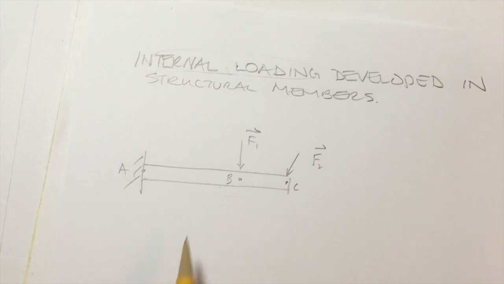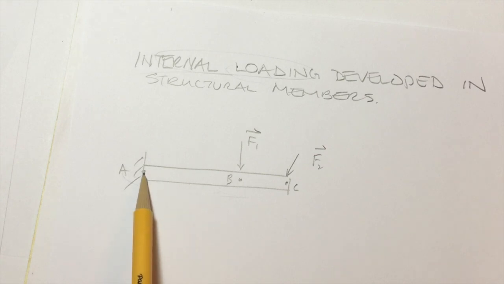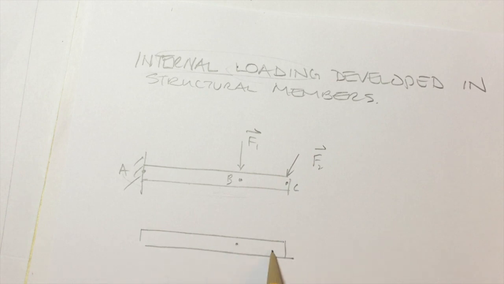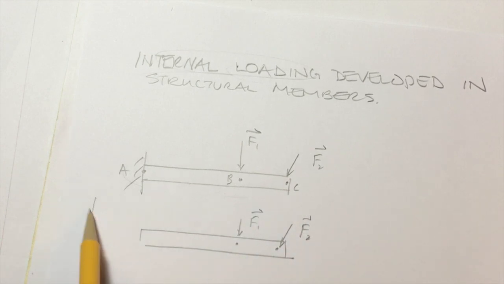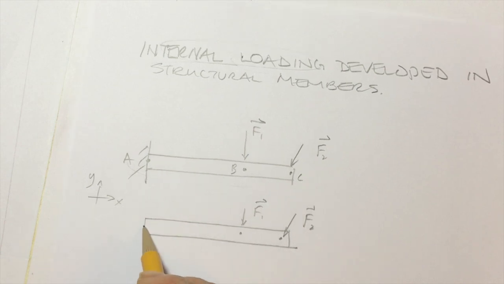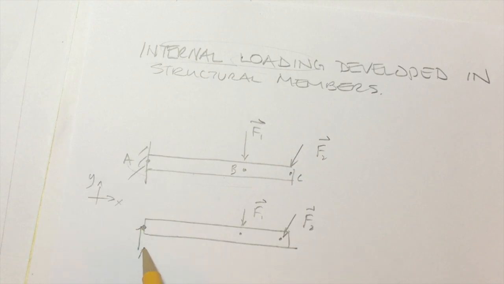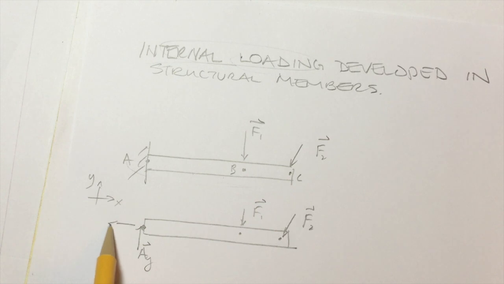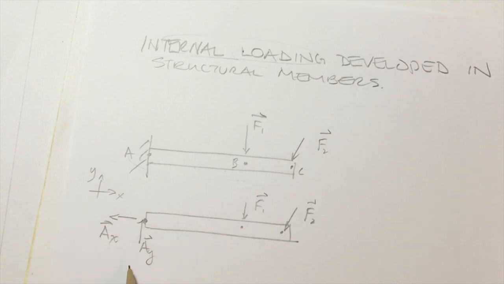Let's draw the free body diagram of this beam when it's freed from its wall support. So we have to draw the external forces, F2, F1. At the wall, we know that the wall prevents the beam from translating in the X and Y directions. Therefore, we'll have reaction forces in those directions. So we'll call this AY and AX. And I'm just guessing the directions of those reaction forces.